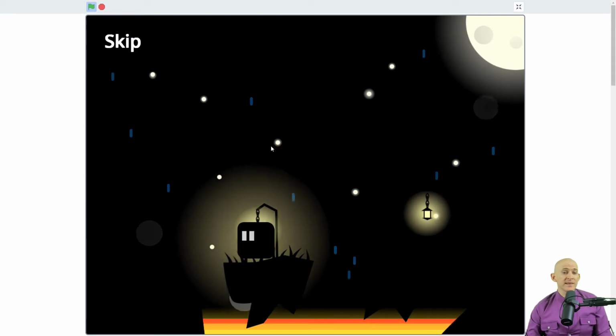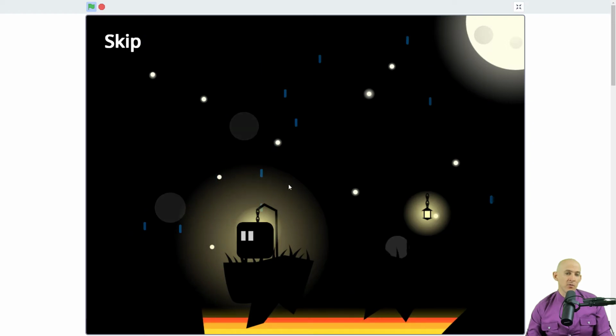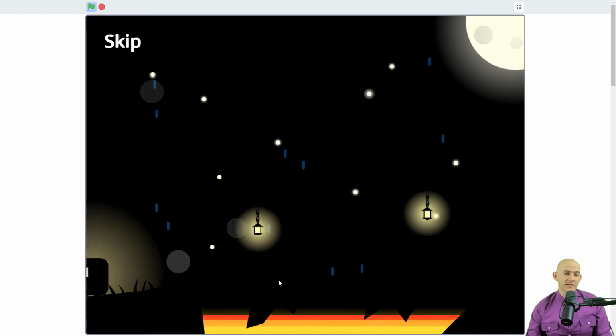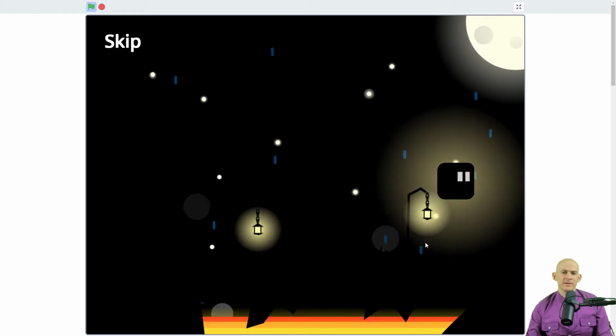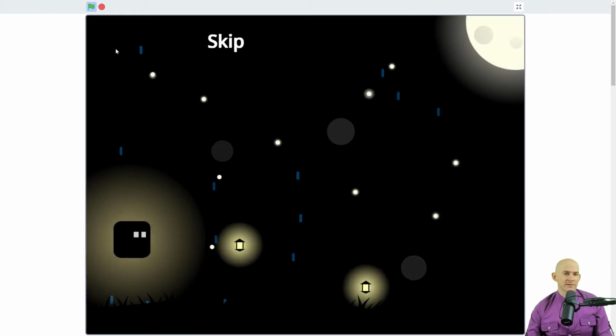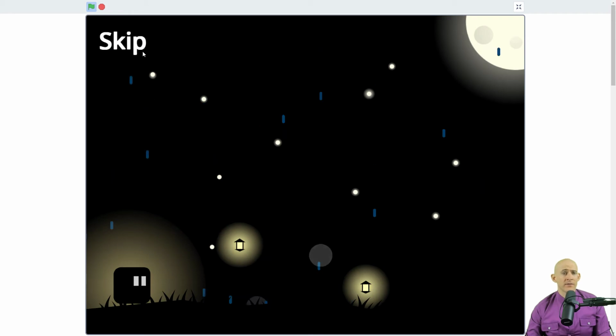So this is a really neat idea of making it so that you can only see what's right around your sprite. You can't see really far ahead, but then also having these lanterns to kind of guide you through it. And then finally, the skip button to make it so you can get out of a hard level that you might be stuck on. So these are some really neat ideas.